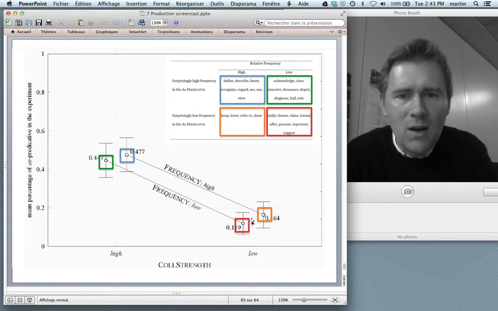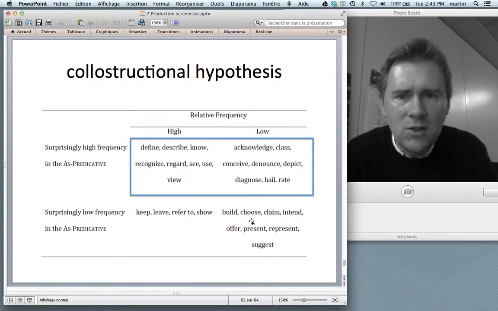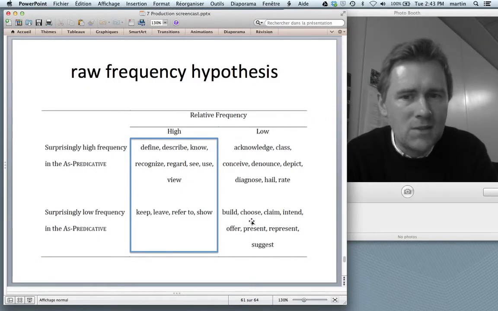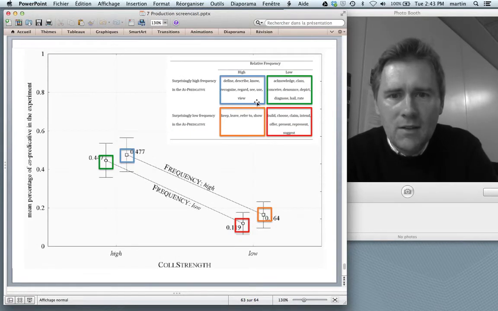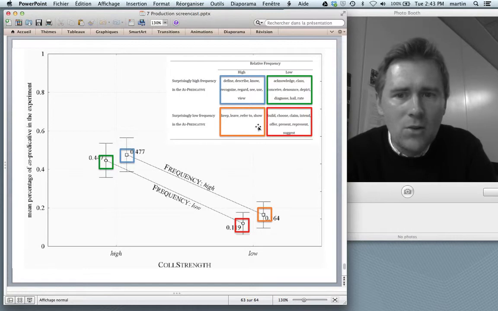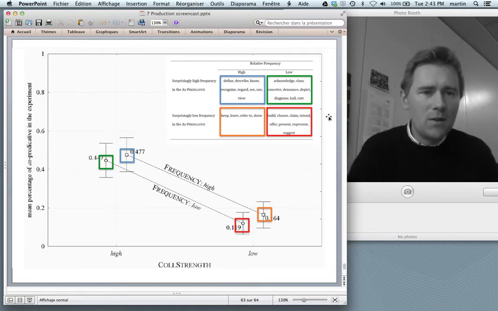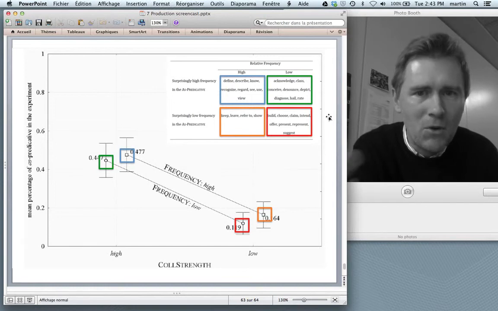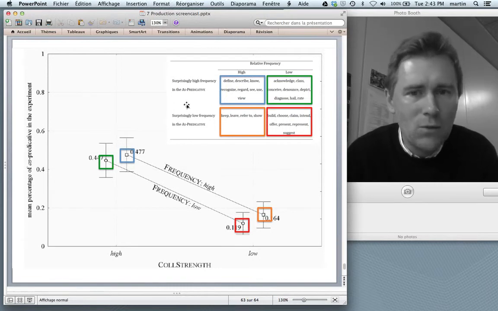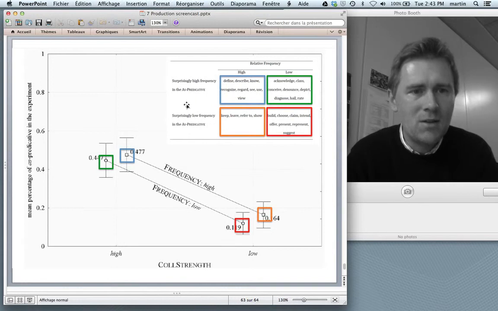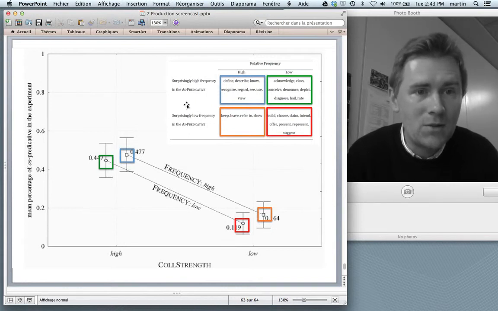Now, which hypothesis is borne out? Is it the constructional hypothesis or the raw frequency hypothesis? If you look at these four squares, you see that these two pattern together, the surprisingly high frequency verbs, and these two pattern together, yeah, the surprisingly low frequency verbs. So this suggests that it's actually not frequency measured as such, but it is surprisingly high frequency or surprisingly low frequency that makes people respond in a certain way.